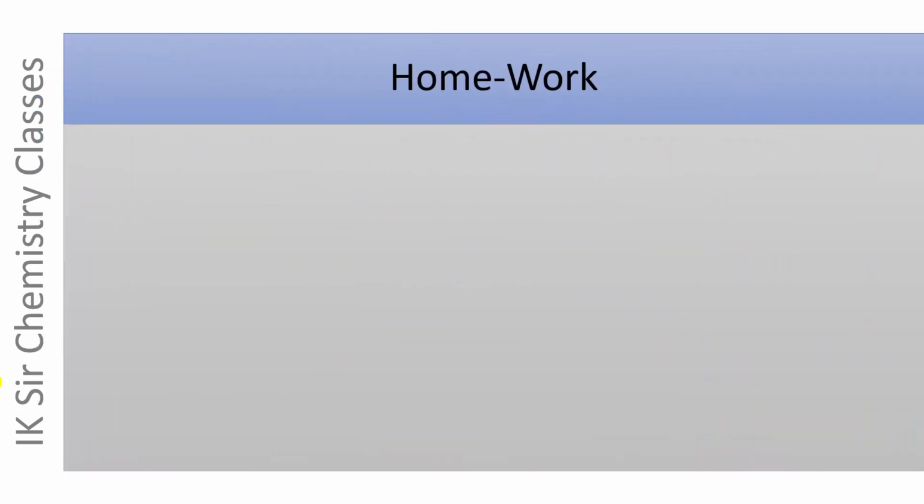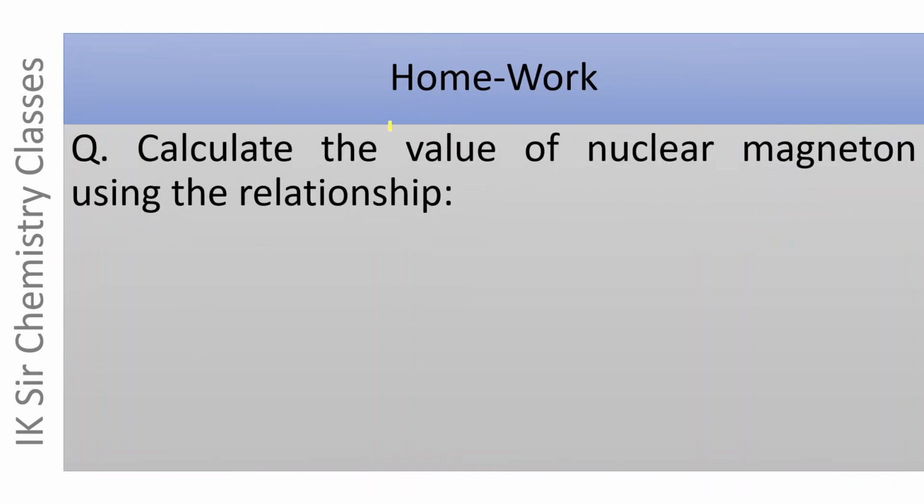There is another problem for homework. Calculate the value of nuclear magneton using the following relationship. Nuclear magneton beta n is equal to eh by 4 pi mpc, where mp is mass of proton.